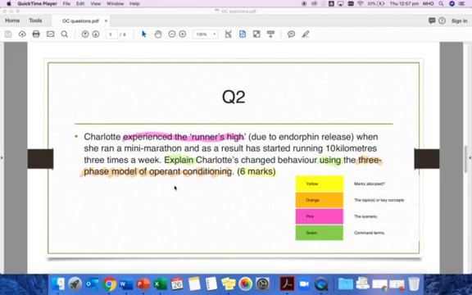Okay, so this one, sorry, I stuffed up. I accidentally already did the marking allocations, but I'll read through it and then go through those for you.